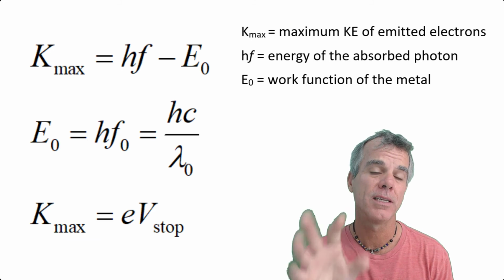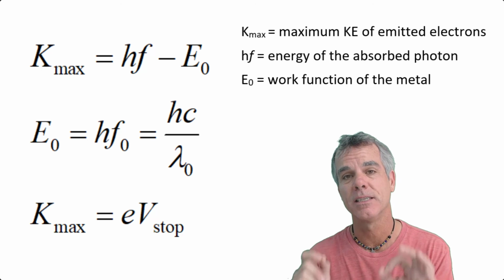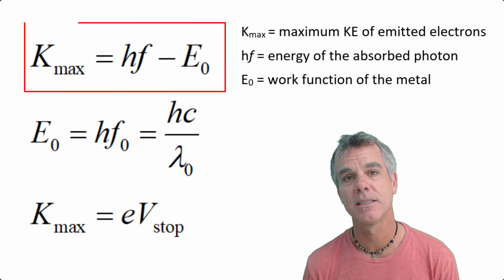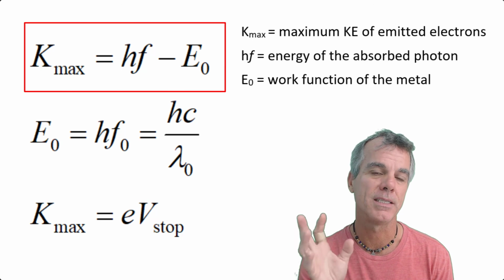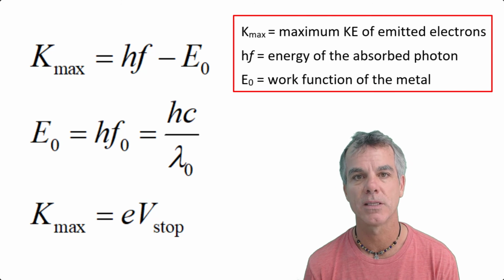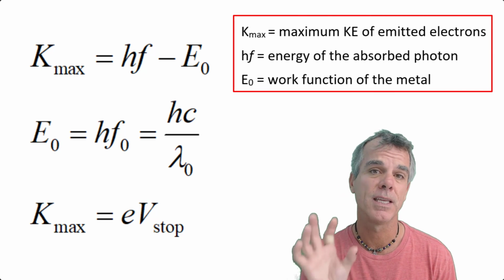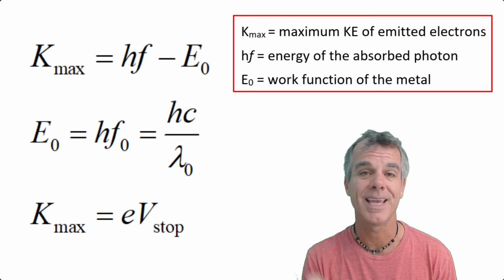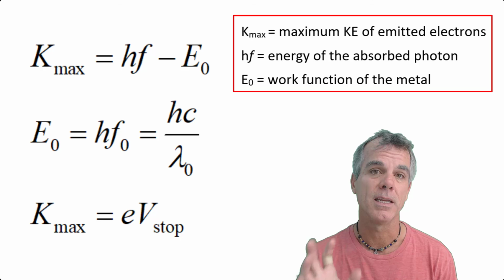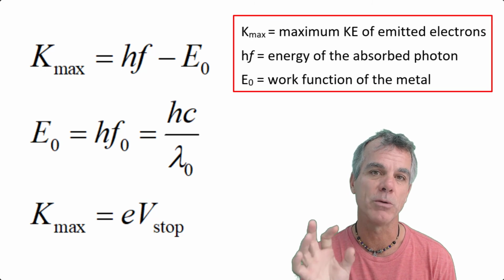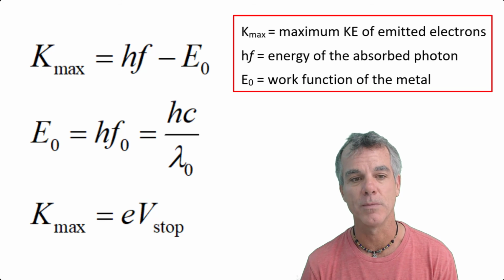So putting it all together and summarizing, the simple equation for the photoelectric effect is K max equals hf minus E naught, where K max is the maximum kinetic energy of the ejected electrons, hf is the energy of the absorbed photon. Again, we could also write that as hc divided by lambda, and E naught is the work function of the metal, which is the minimum amount of energy required to eject an electron from the metal.